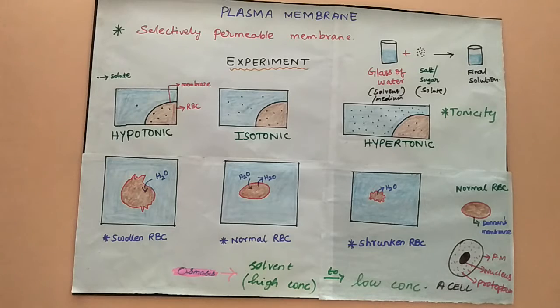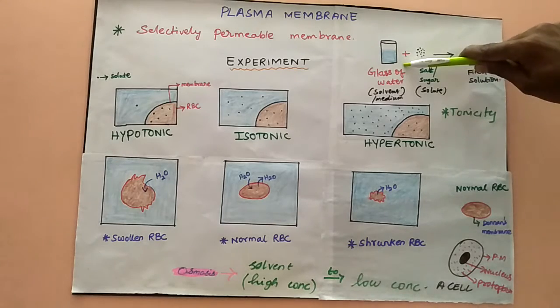To talk about the discovery of the plasma membrane, many models were proposed by many scientists, but at present we are accepting the fluid mosaic model proposed by Singer and Nicolson in the year 1972. With this experiment we are going to understand how the plasma membrane is called a selectively permeable membrane. For this you have to understand some basic ideas.